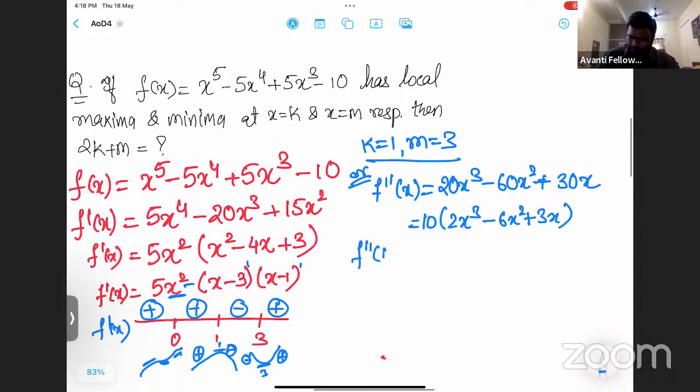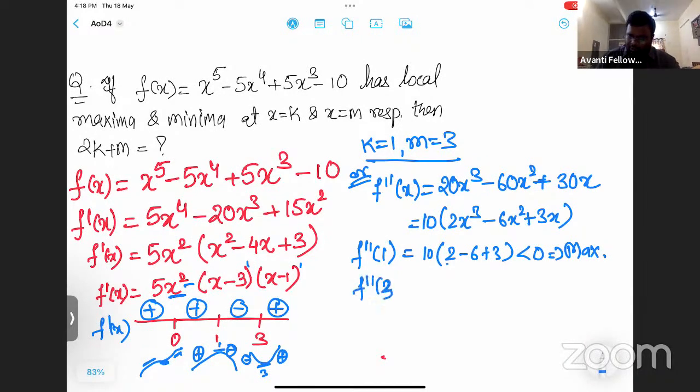F double dash of 1 is what? 2 minus 6 plus 3. 2 plus 3 is 5, minus 6 is less than 0, so maximum. Right? If the double derivative is negative, we get a maximum.